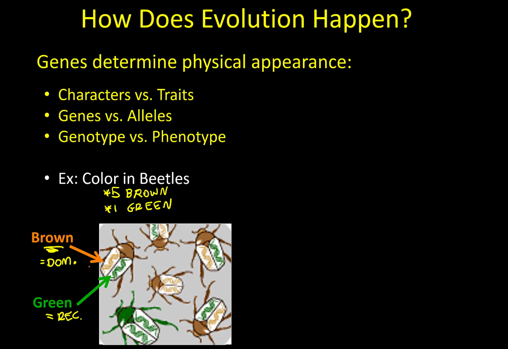Now, there are more brown beetles than there are green beetles. That might lead you to think that the brown allele is more common in the population than the green allele. Let's see if that's actually true. Let's count up the number of alleles we have. Okay. So we've got 5 brown beetles, but how many brown alleles are there?